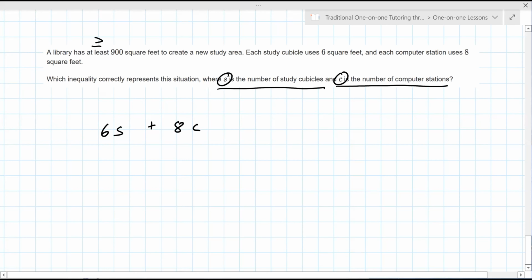But they only have, and I actually don't like the way this is worded, they only have 900 square feet. So can these two add up to more than 900, or does it have to be less than 900? It's less than or equal to 900.